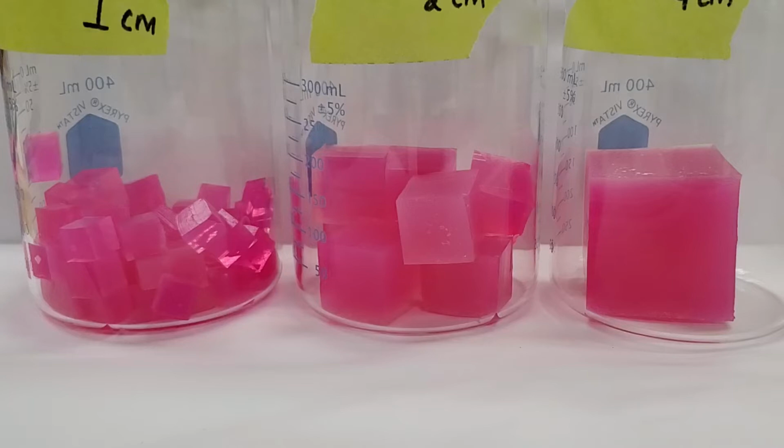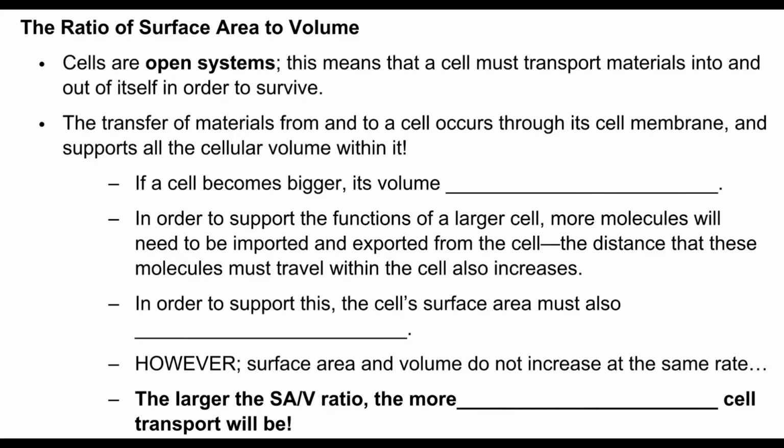So, what's the deal? We're going to talk about the ratio of the surface area to the volume. Cells are open systems, and an open system just means matter can exit and enter. This means that a cell must transport materials into and out of itself in order to survive. The transfer of materials to and from a cell occurs through its cell membrane and supports all the cellular volume within it. If a cell becomes bigger, its volume increases.